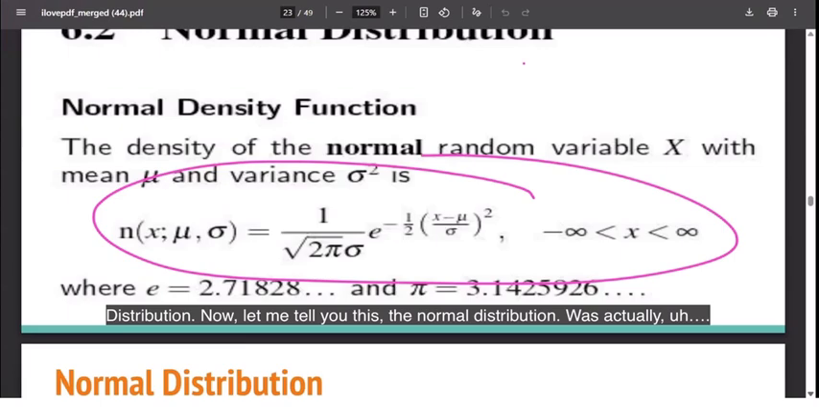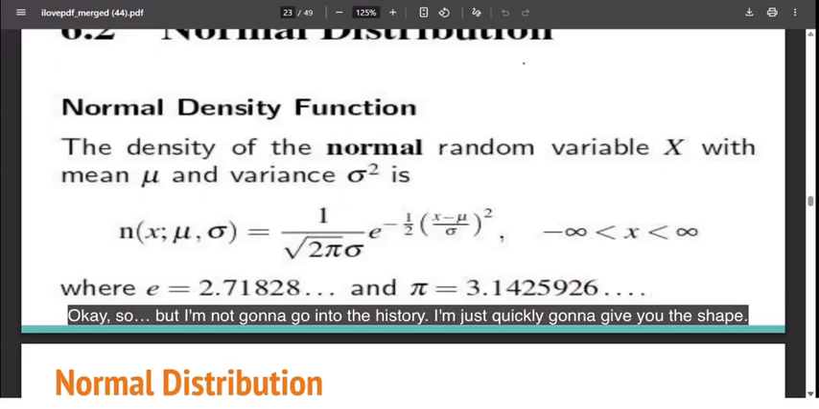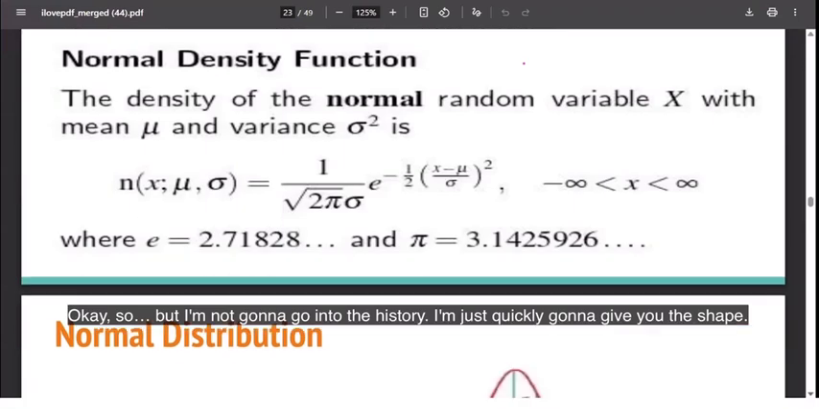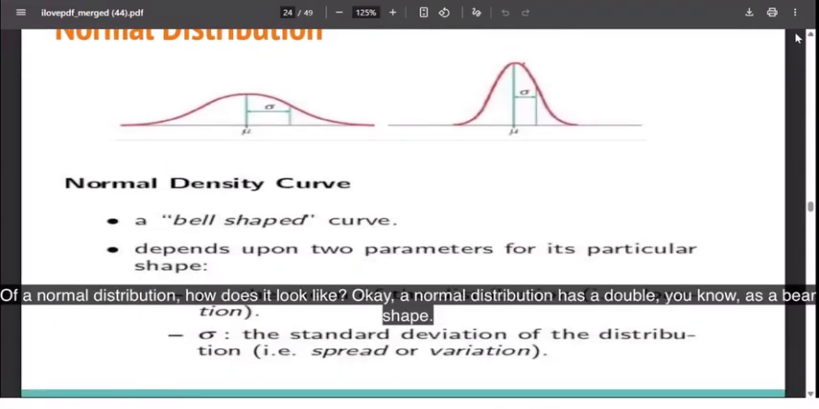Now let me tell you this: the normal distribution was actually put forward by 3 scientists. It started with Bernoulli, then to Laplace, then to Gauss. But I'm not going to go into the history. I'm just quickly going to give you the shape of a normal distribution.